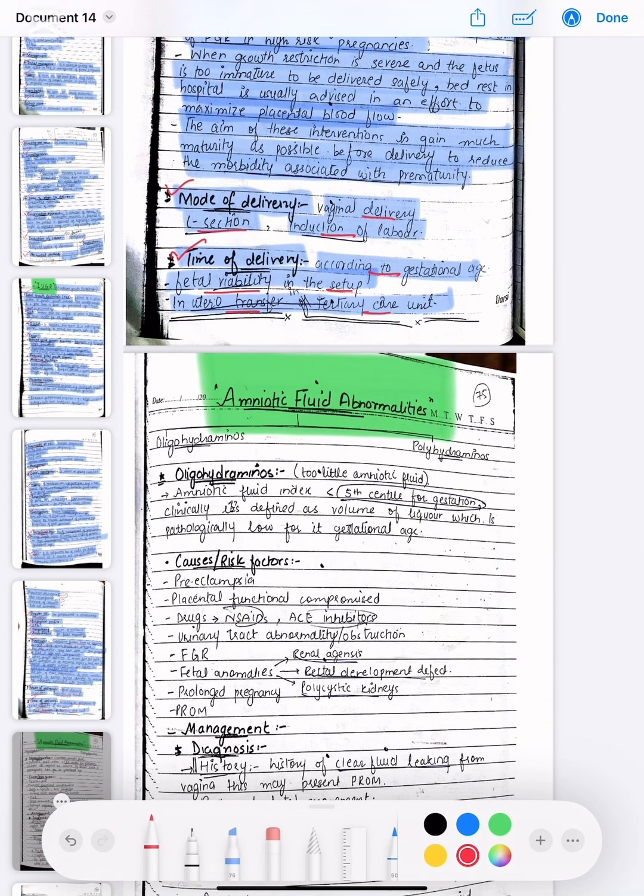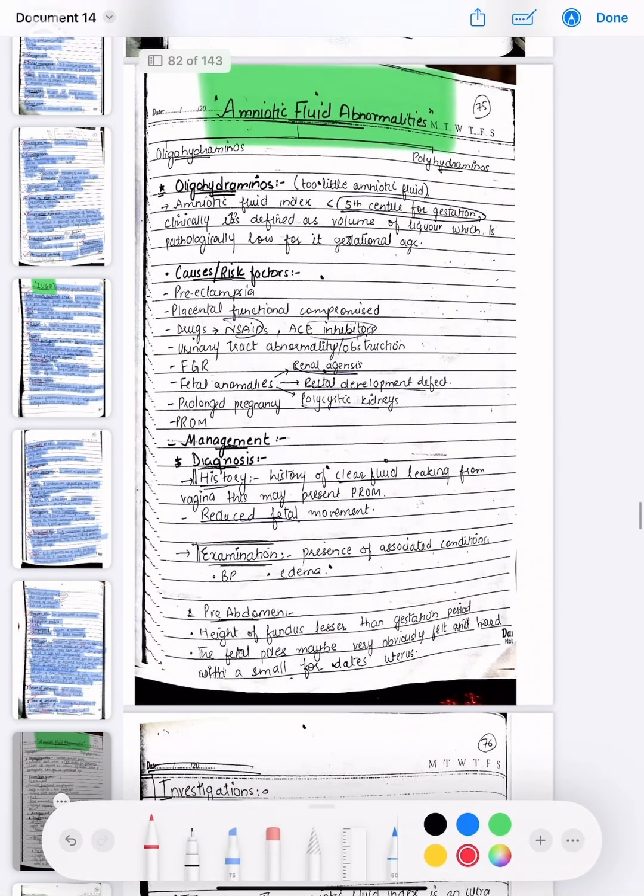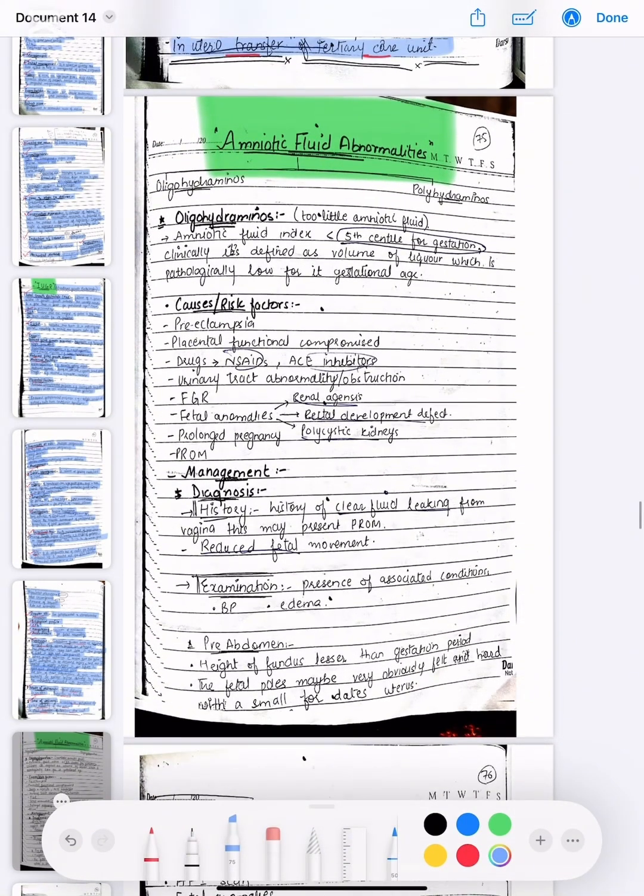Now coming towards the next topic, that is amniotic fluid abnormalities. So we are having the amniotic fluid abnormalities as oligohydramnios and polyhydramnios. Oligohydramnios is too little amniotic fluid, that is amniotic fluid index less than fifth centile for gestation, and clinically it is defined as volume of liquor which is pathologically low for its gestational age.